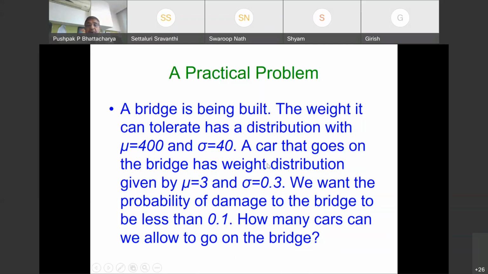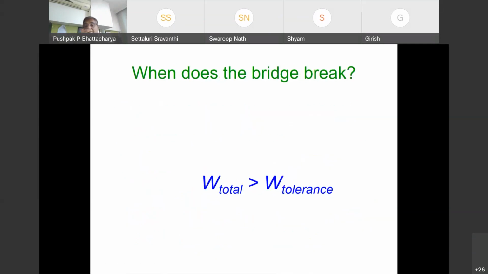So this is a practical problem which needs to be solved, and it illustrates the application of the central limit theorem. So when does the bridge break? The bridge breaks when the total weight on the bridge exceeds the tolerance level. W total is greater than W tolerance. So this is the governing inequality.